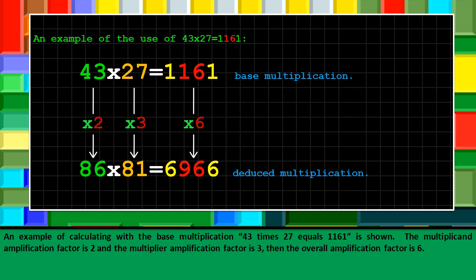An example of calculating with the base of multiplication 43 times 27 equals 1161 is shown. The multiplicand amplification factor is 2, and the multiplier amplification factor is 3. Then the overall amplification factor is 6.